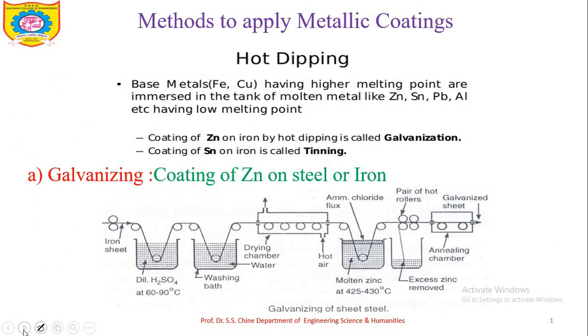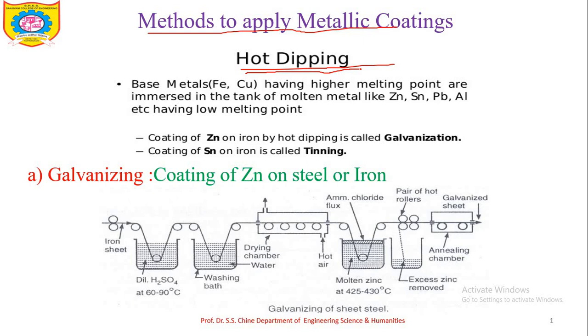Now we have to study the various methods to apply this metallic coating. Okay. So these metallic coatings are of two types, anodic and cathodic coating. And now we are going to study the methods to apply the metallic coating. In this, the very first method is hot dipping. So in hot dipping, we need to give the coating of the metal on the base metal. So metal is coated on the metal itself.